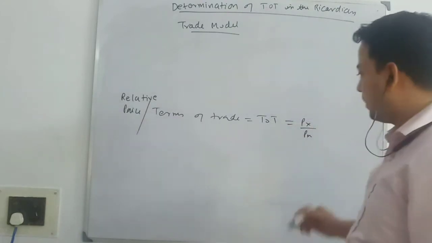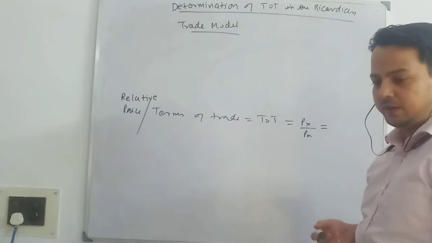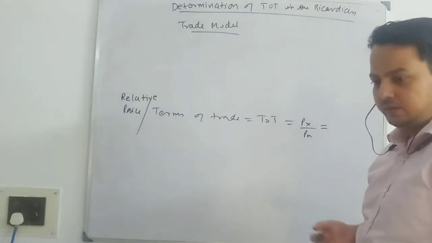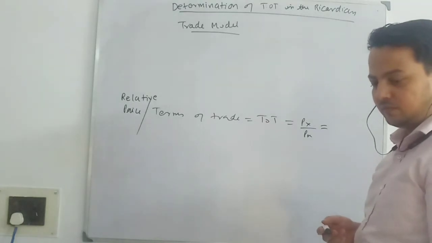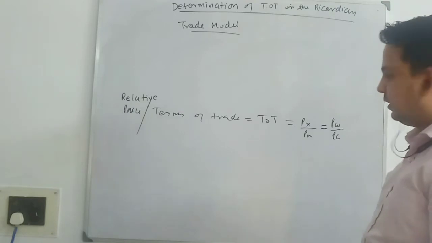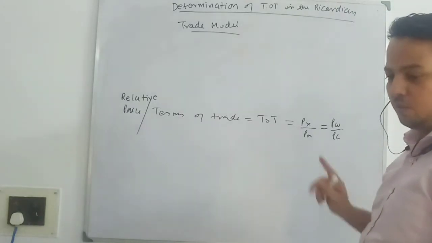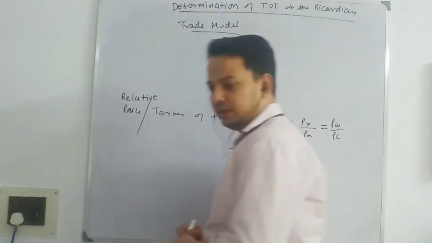In home country, in which good does home country have competitive advantage? Wine, right? So we will write price of wine over price of cheese. This is terms of trade from home country perspective, PW over PC.